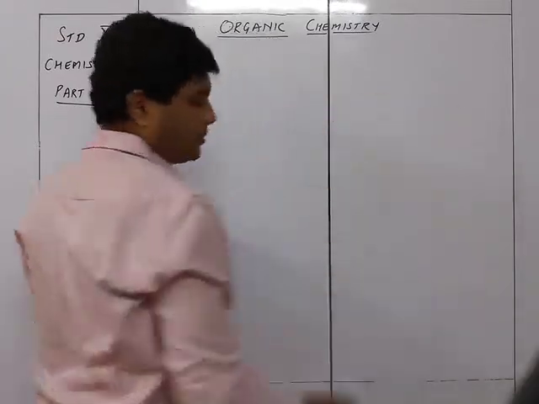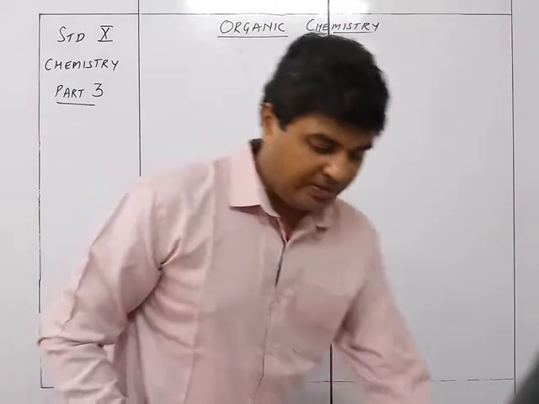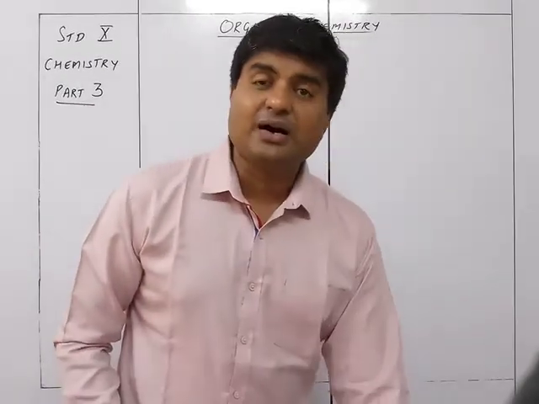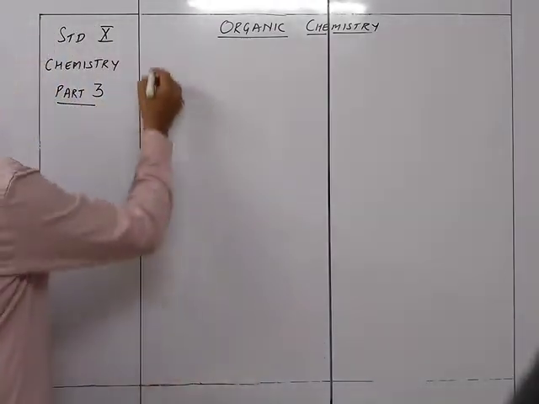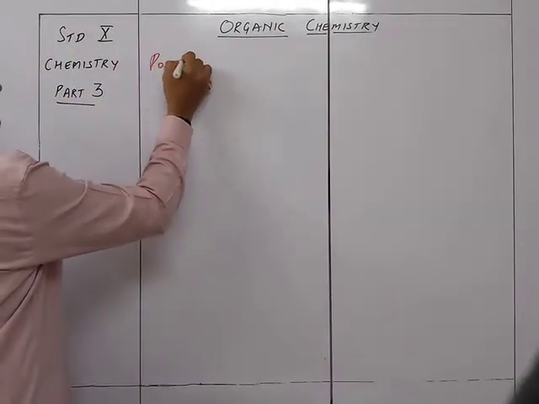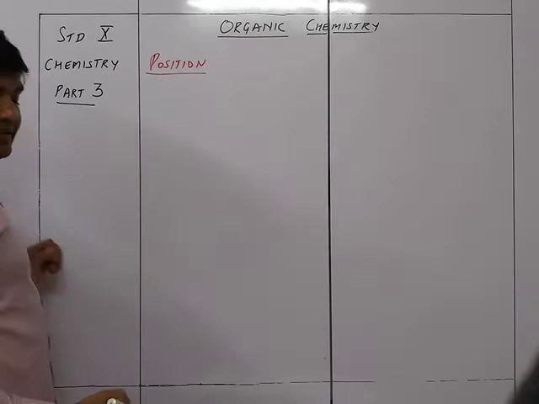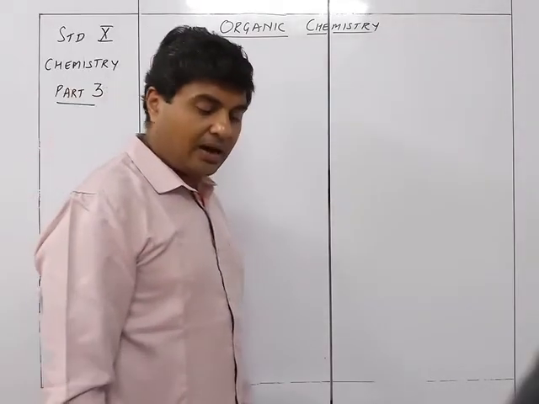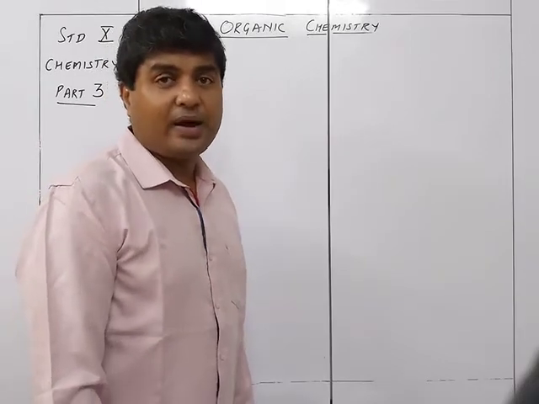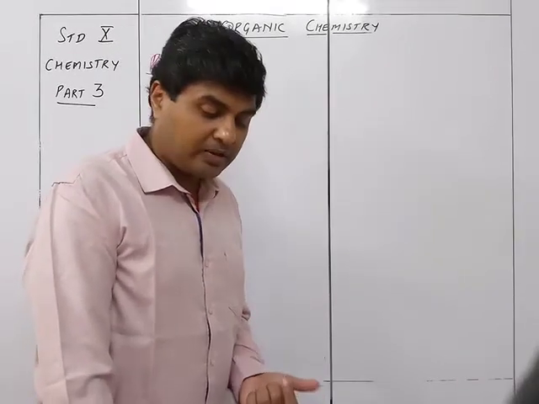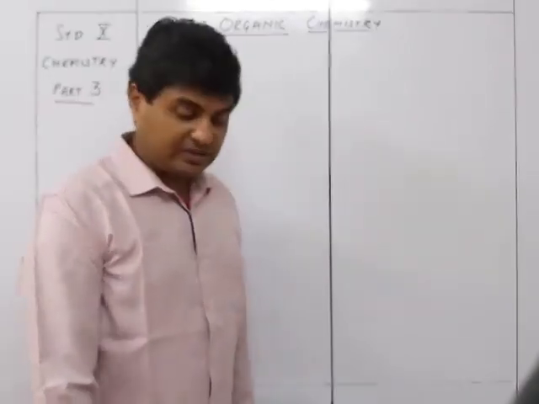Now position isomerism will normally be seen only when it is an unsaturated hydrocarbon, that is, an alkene or alkyne. So the position isomer will be seen majorly in alkenes and alkynes, because the position requires a double bond. Depending upon the position of the double bond, you will have this kind of thing.